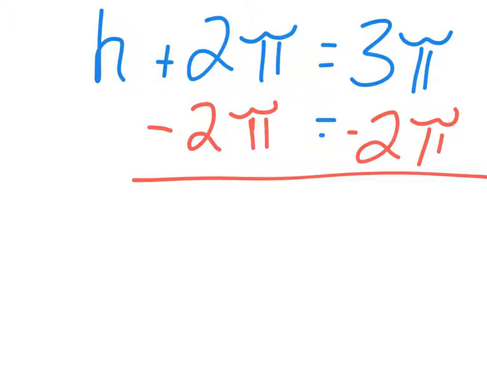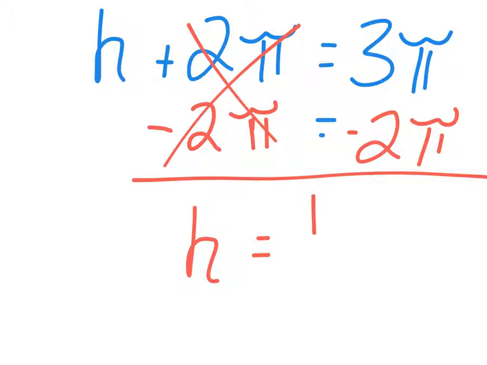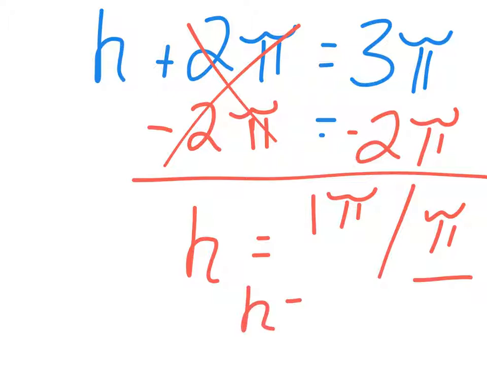Well, if h has 2 pi's and then he eats 2 pi's, he doesn't have any left over, and he's left lonely with no pi's. On the other side of the equal sign, you have 3 pi, and you take away 2 pi. That leaves you with 1 pi, or you could simply write it as pi. Same thing, although the more accepted way to write it is just pi. So your answer should be h equals pi.